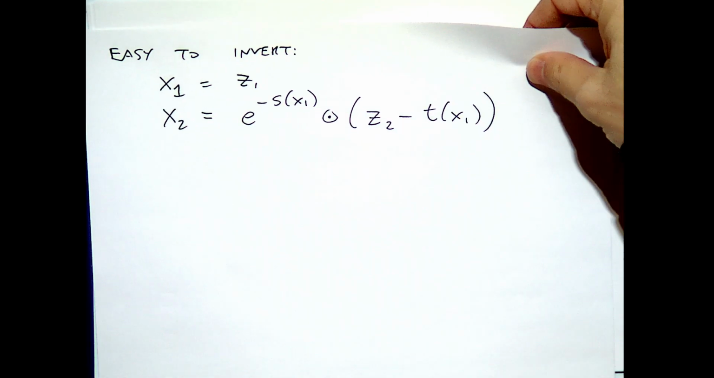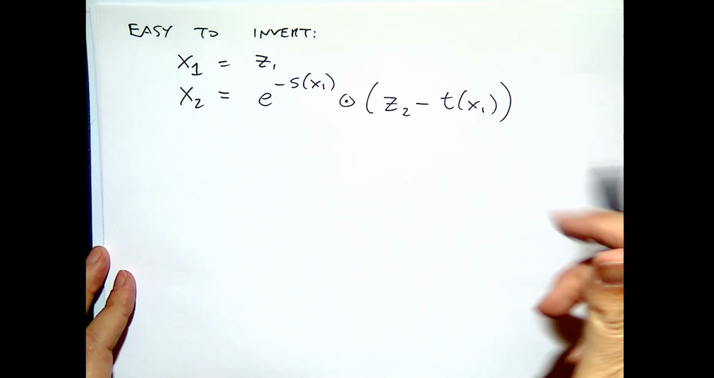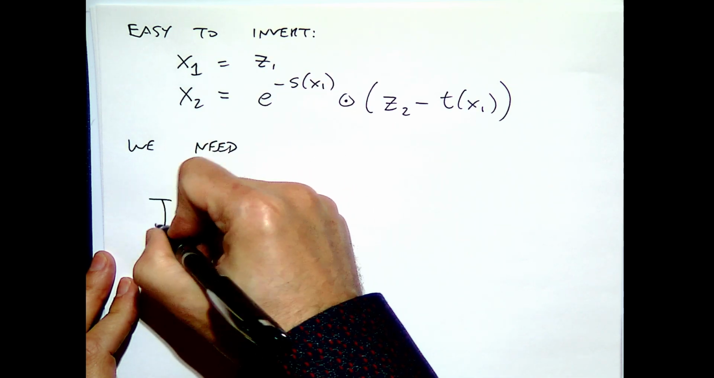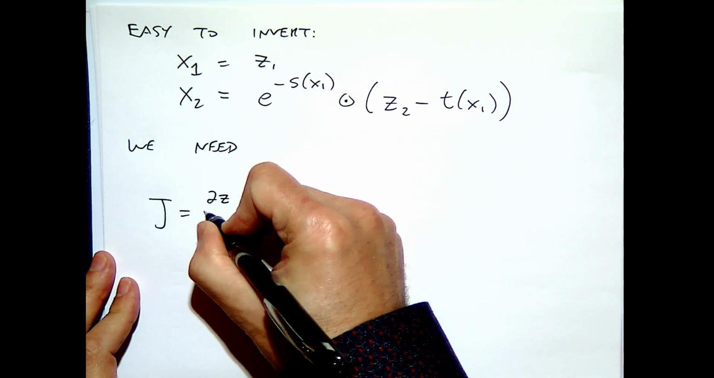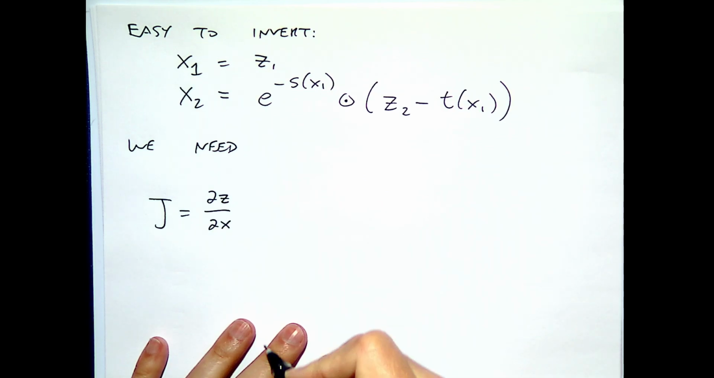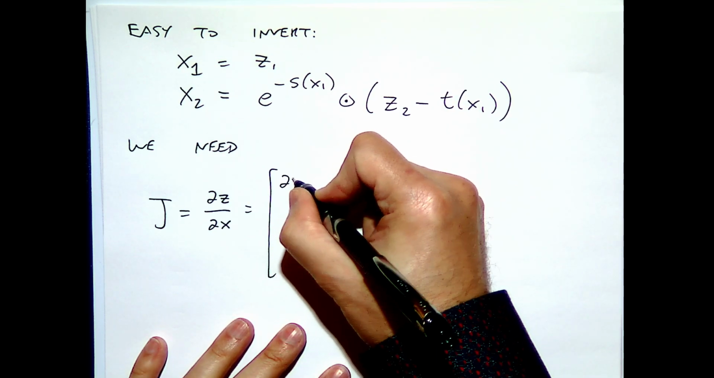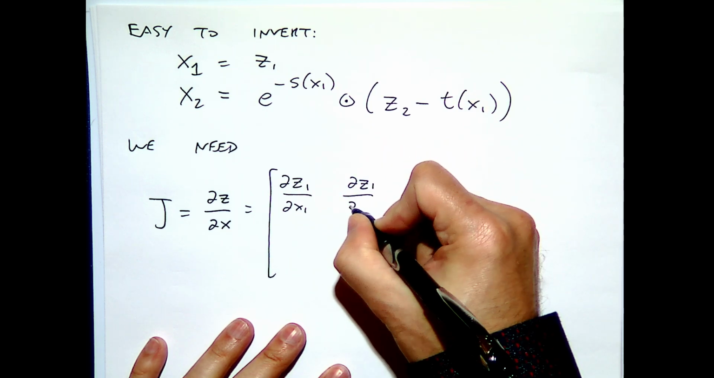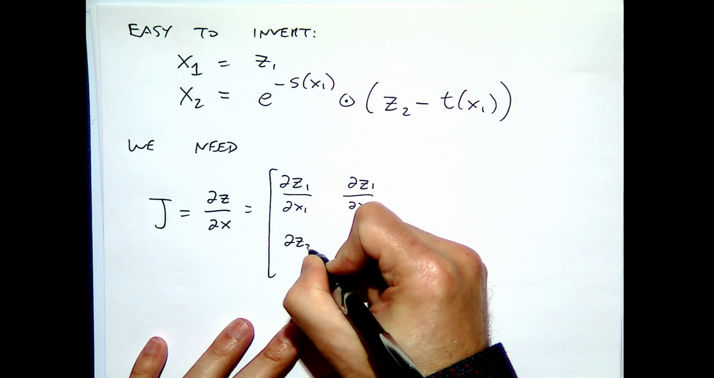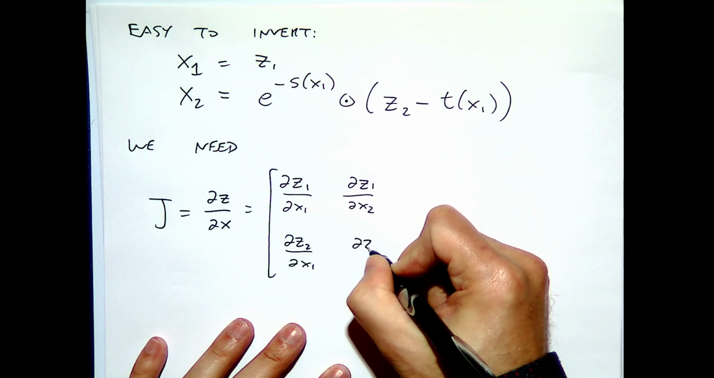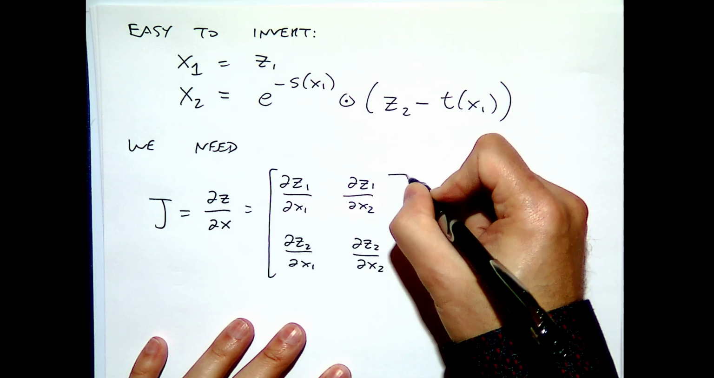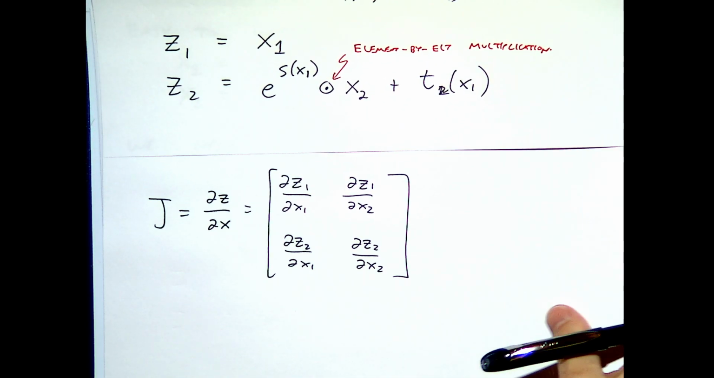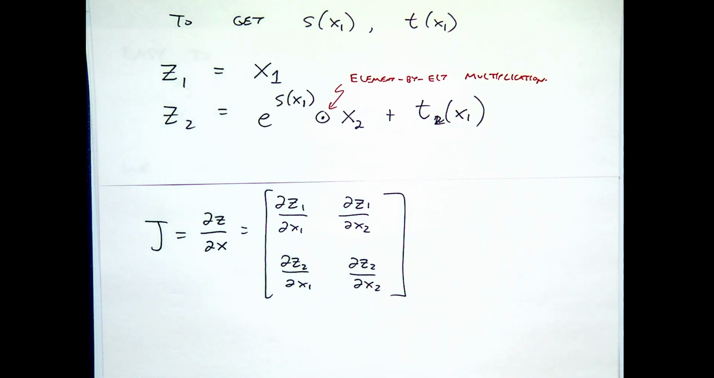So what I need to do is to compute this J, which is like the partial of z with respect to x: partial of z1 with respect to x1, partial of z1 with respect to x2, partial of z2 with respect to x1, partial of z2 with respect to x2, right? So what would that be? I have to look at this, right? So here, this is actually not that hard, right?